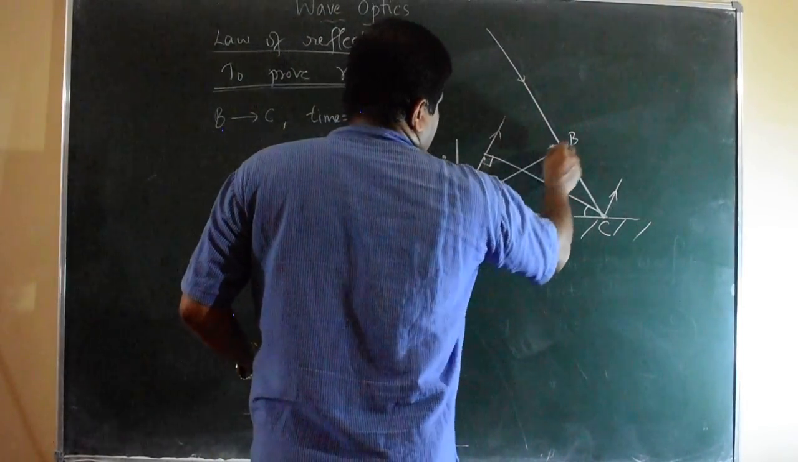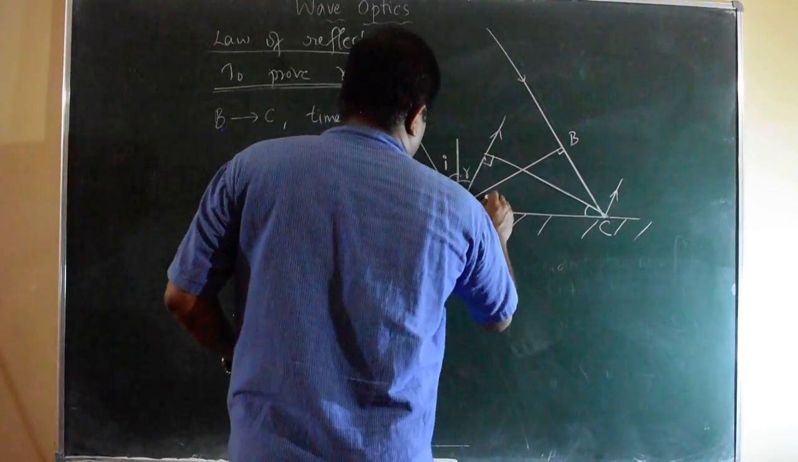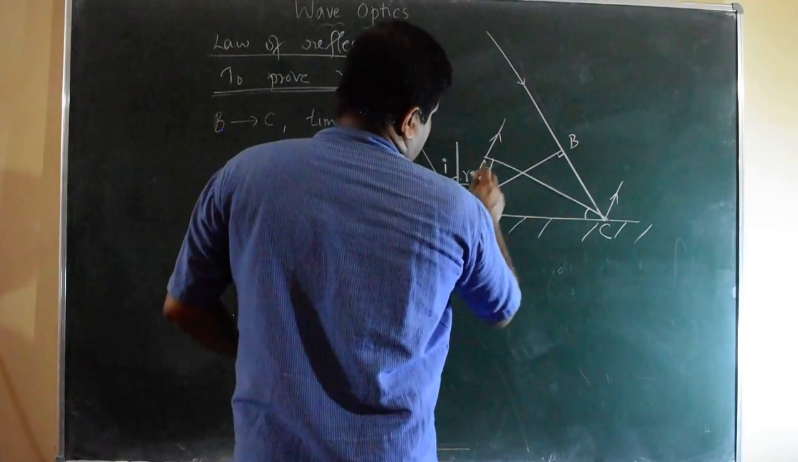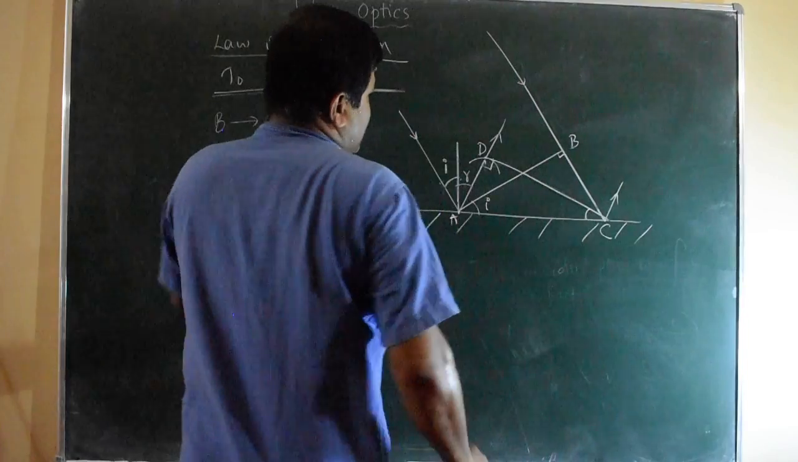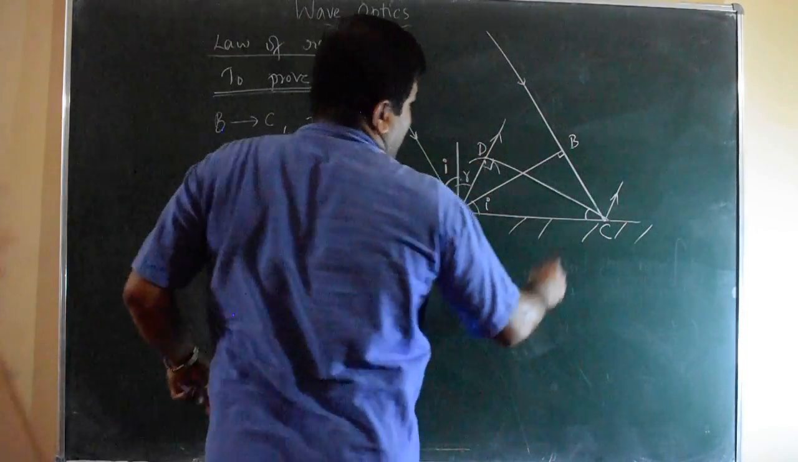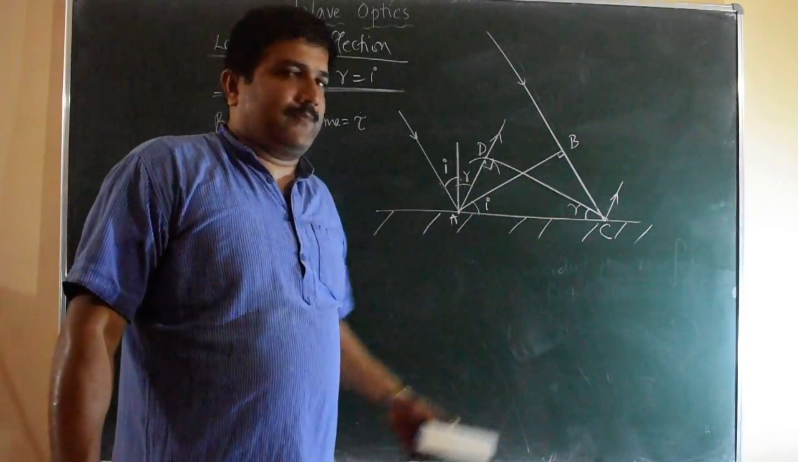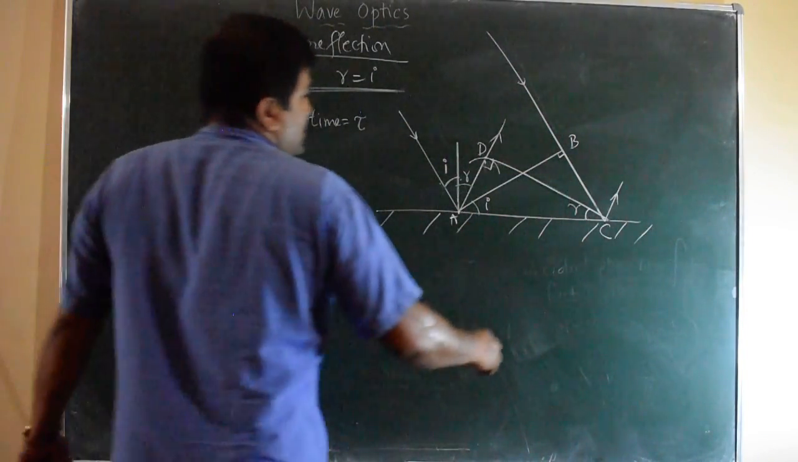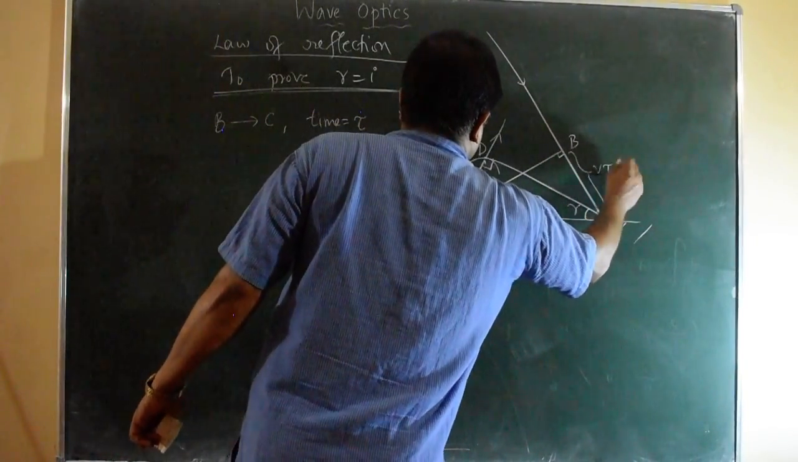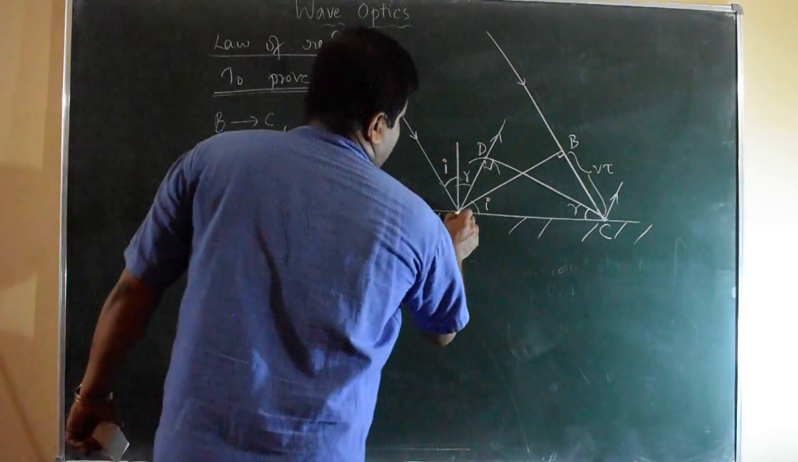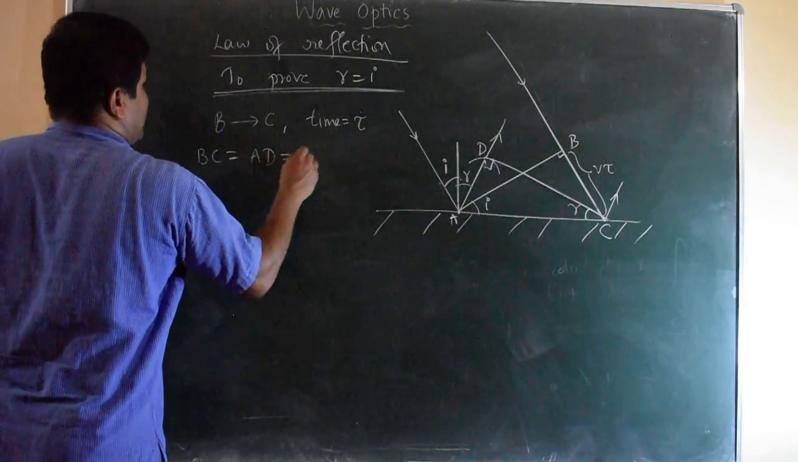So in the triangle ABC, I get this angle equal to I, and in the triangle ADC, I get angle of reflection R. Here I have to show one wavefront. Now to prove I equal to R: in a time tau, light travels a distance BC, so that is V tau. In the same time light travels AD. So BC equal to AD equal to V tau.